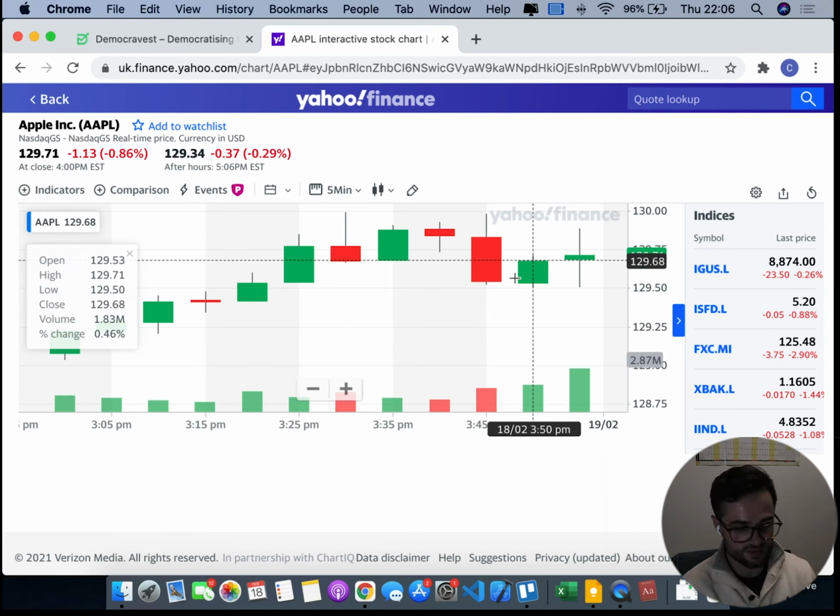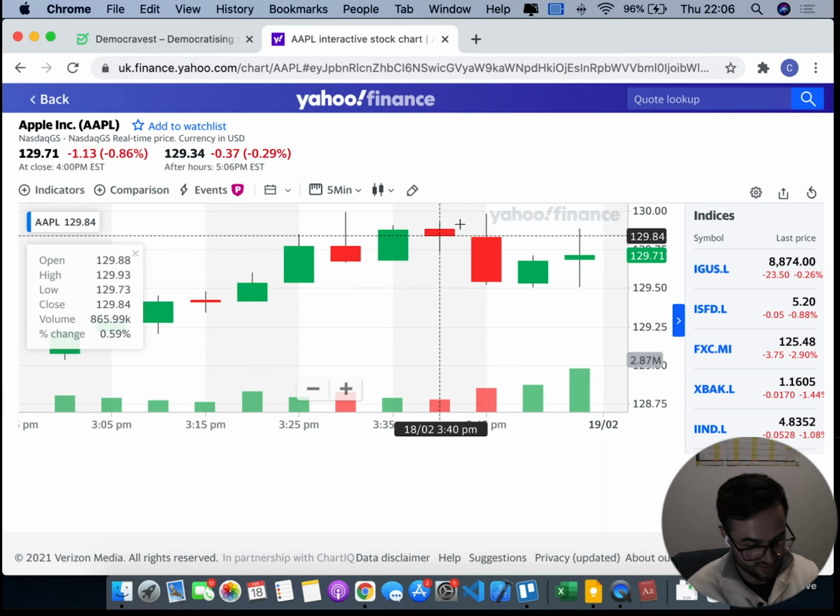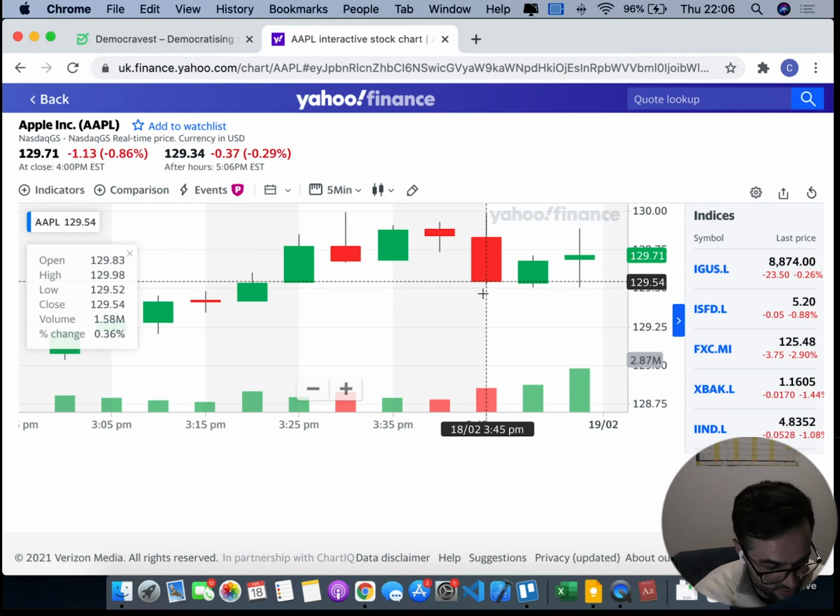We move on to the green bar and it's vice versa. Because it's green, that means it started at the bottom here, and it finished at the top here within the 5 minute period. Again, the thin bits outside the block candle show the highest and the lowest it got to.